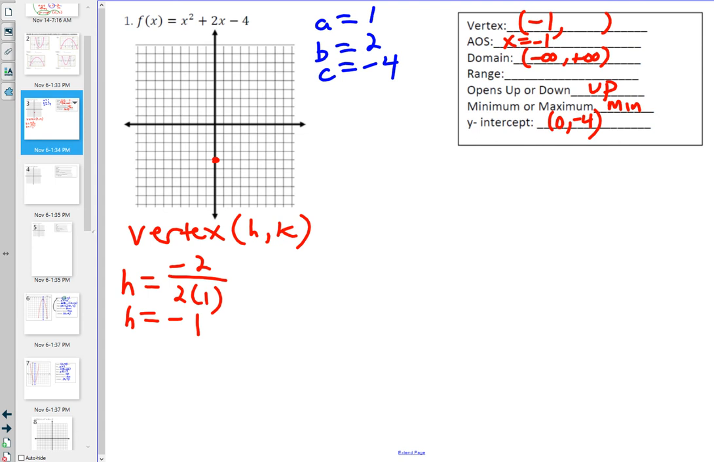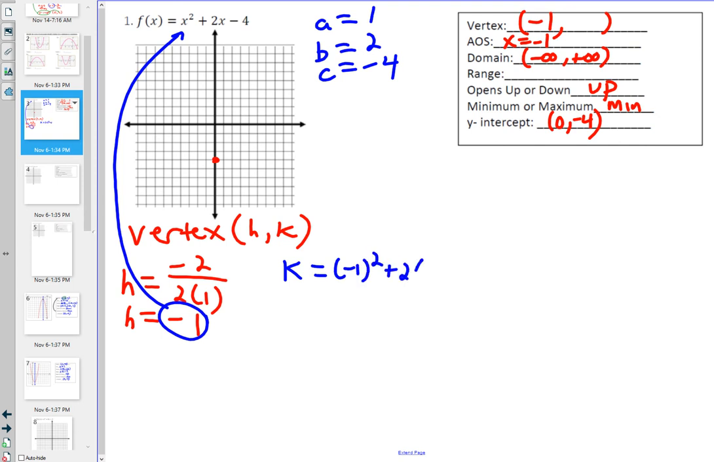But now, how do we find the k? Sadly, this is going to be the most mathy thing today, where you're going to have to take this -1 and plug it in for all of the x's. Since the h is a type of x, we're going to plug it in for all the x's. So, let's just call it k. So k is going to be equal to, instead of x squared, -1 squared, plus 2, instead of x, times -1, and then -4.